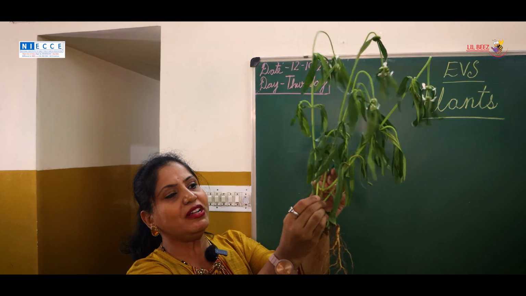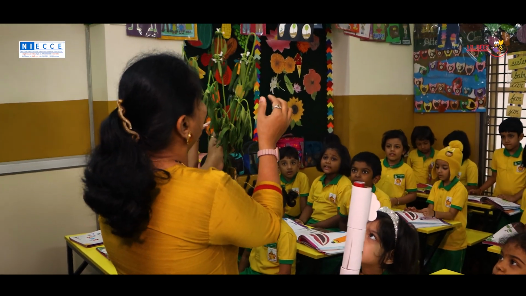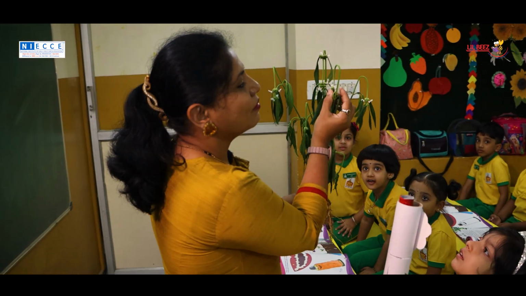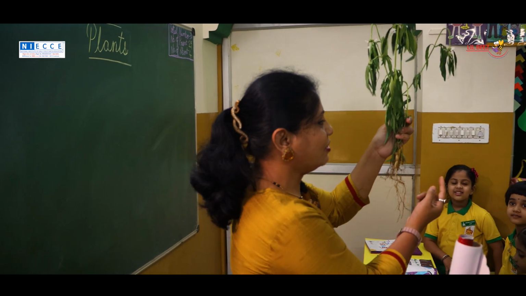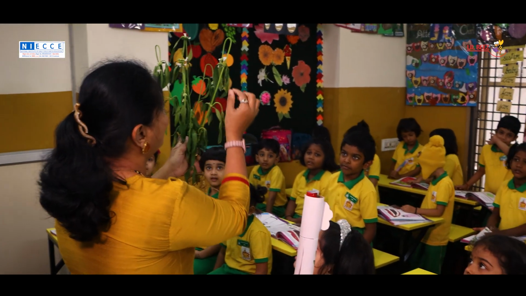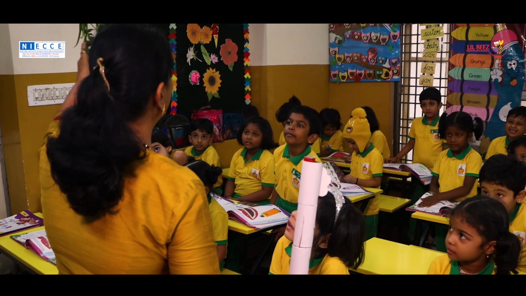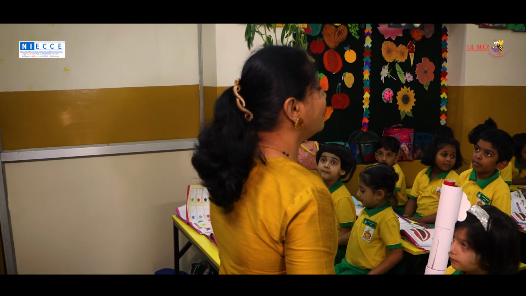So, which part is this? Roots. Which part is this? Stem. Then which part is this? Leaf. Then what is this? Flower. This one? Bud. Then what is this? Flower. Yes. First root, stem, leaf, bud, flower. Then that shows this is a plant. What is this? Plant.